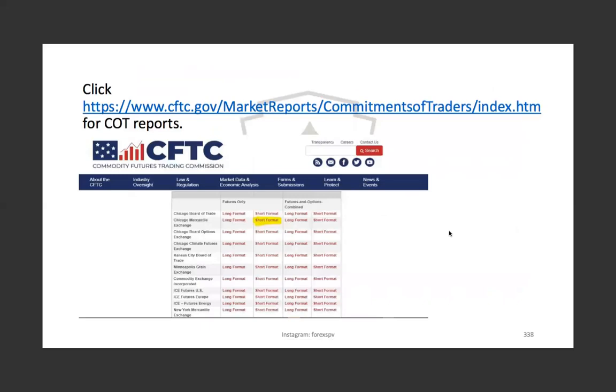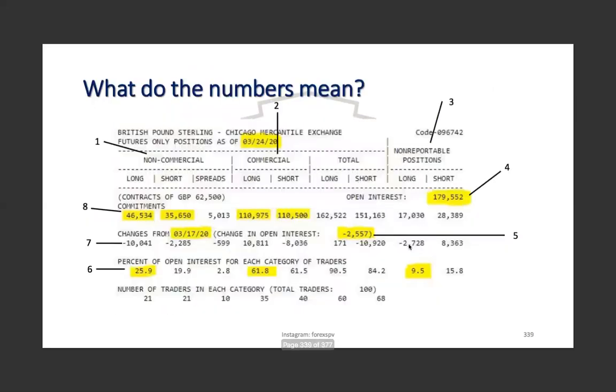But also we have the numbers. So you can view using the graph or the numbers. The numbers are on the CFTC website, on the Chicago Mercantile Exchange. You go to the short format and get it. On the numbers, this is how it appears. This is British pound. These are the future positions for this date, 24th of March.